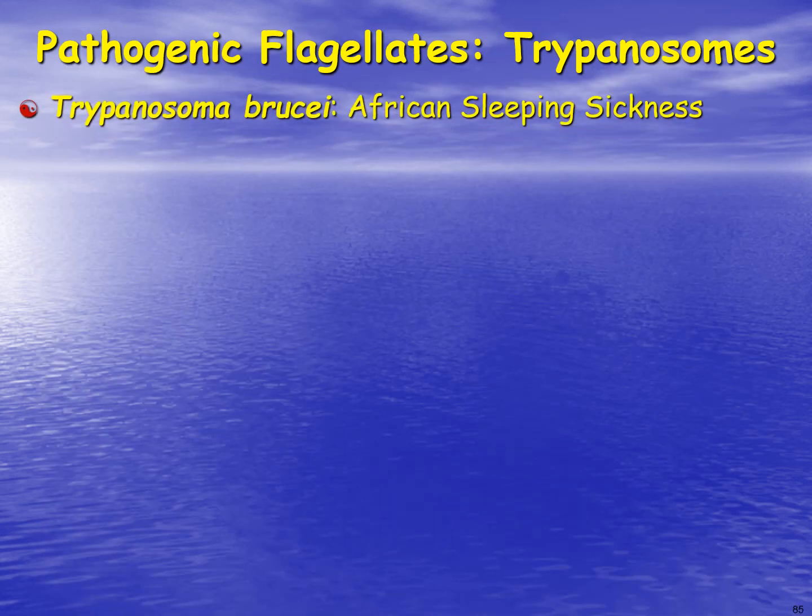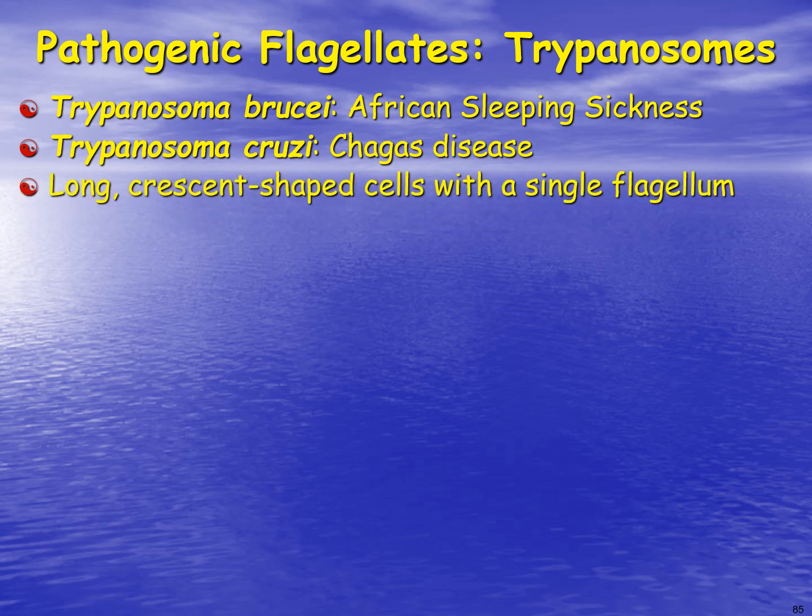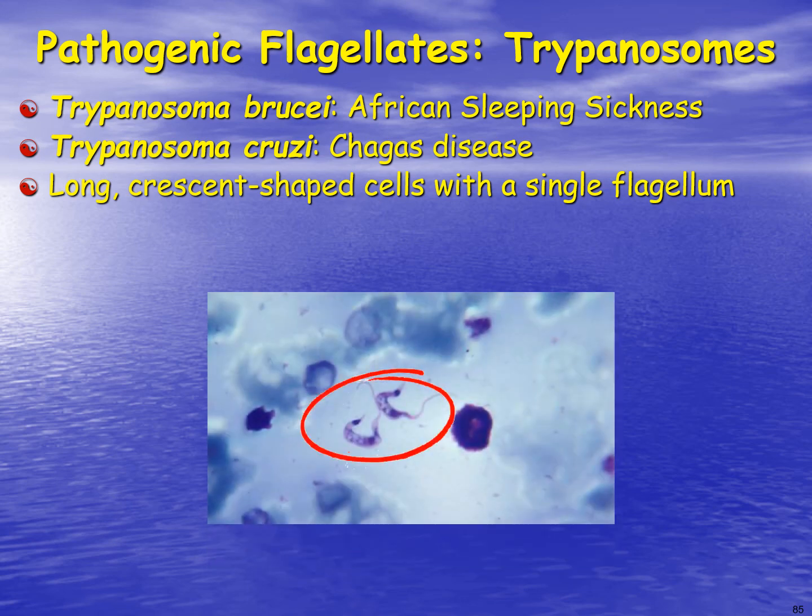So let's look at a few of these. Trypanosoma brucei causing African sleeping sickness, and Trypanosoma cruzi causing Chagas's disease. Both of these organisms are long crescent-shaped cells with a single flagellum, and they are in the bloodstream where they cause the destruction of red blood cells. So here's a couple of these protozoan parasites in the bloodstream.